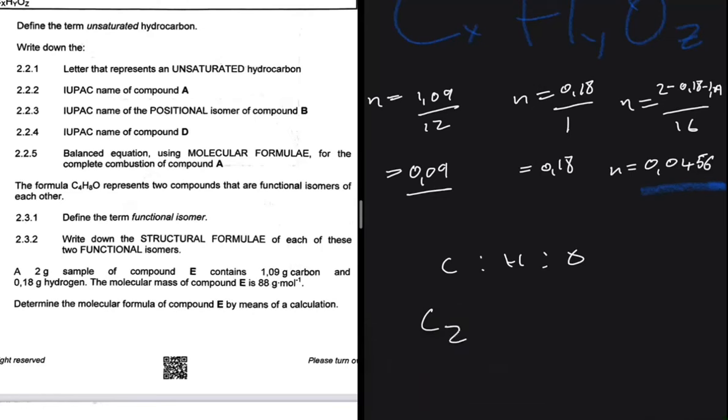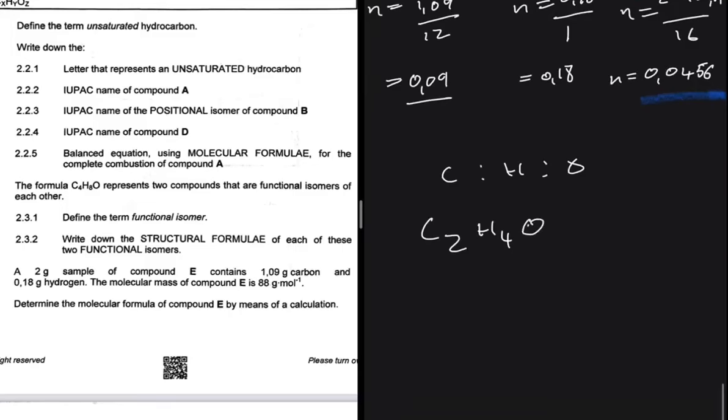And then for hydrogen, 0.18 divided by 0.0456, we're going to get 3.94, which we take as 4. And then 0.0456 divided by 0.0456 is just 1, right? So we have oxygen as 1. But it doesn't end here. We're looking for the molecular formula, so we have to take it a step further.